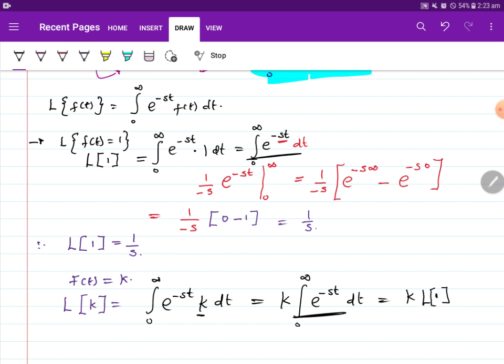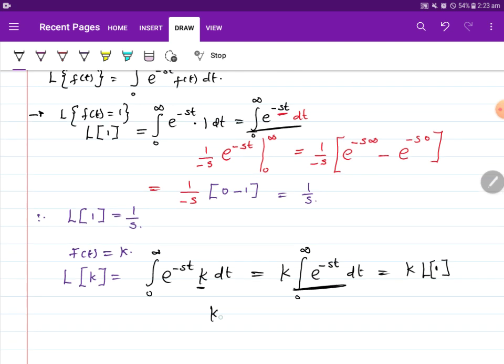And what is the Laplace of 1? That's 1 over s, so it is k times 1 over s, which is k over s. Therefore, the Laplace of any constant, for example 25, will be 25 over s. If I ask you to find the Laplace transform of 4, it will be 4 over s. That's for a constant. So that's how we do Laplace transformation.